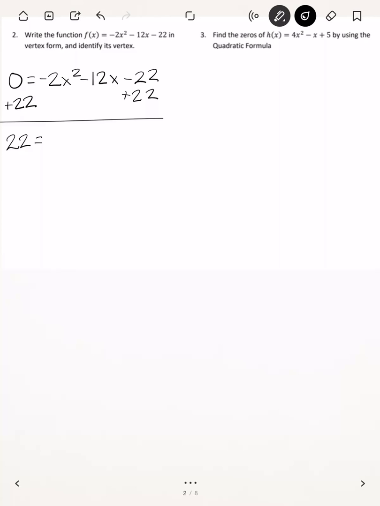So notice I have f of x equals negative 2x squared minus 12x minus 22. I don't really like that, so I'm going to change f of x to 0. Okay, in order to do this, remember I'm going to add over my c term. So I get 22 equals negative 2x squared minus 12x. This is where I add my spaces to keep everything balanced. So negative 12x plus space.